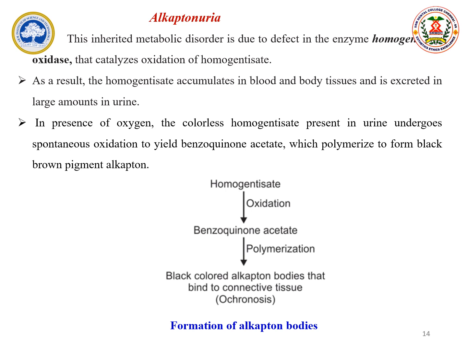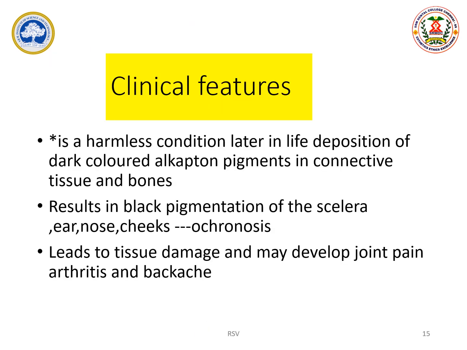This benzoquinone acetate, on further polymerization, forms black-colored alkapton bodies, which can bind with connective tissues in later life and cause ochronosis. As a result, homogentisate accumulates in blood and body tissues and is excreted in large amounts in urine. In the presence of oxygen, homogentisate in urine undergoes spontaneous oxidation in the environment, which causes black-colored urine.